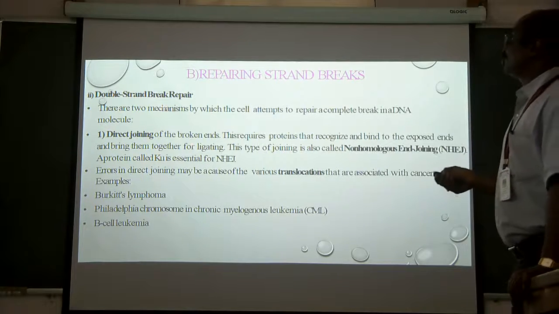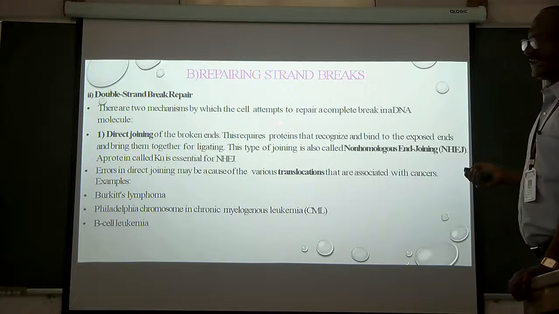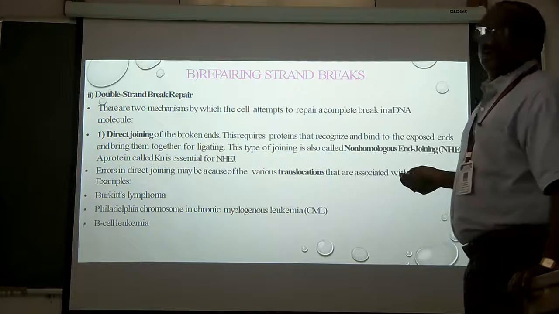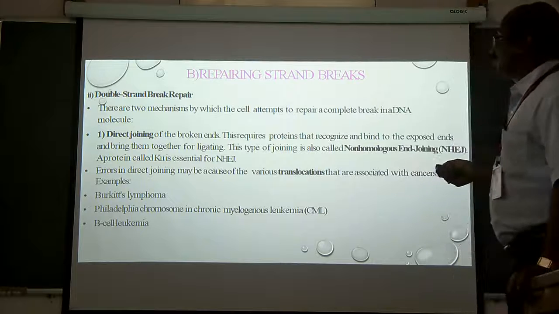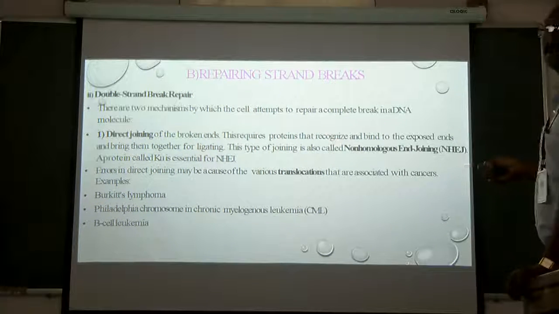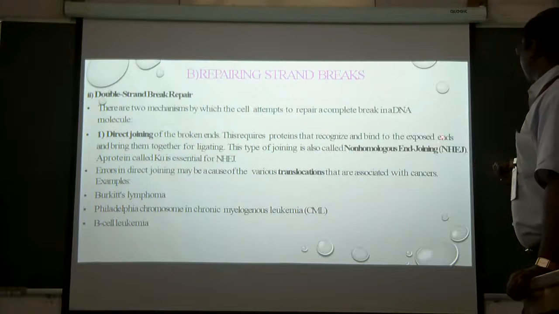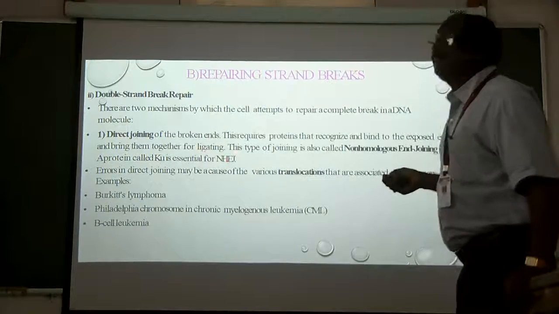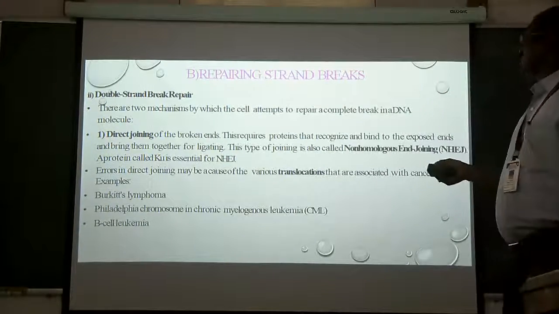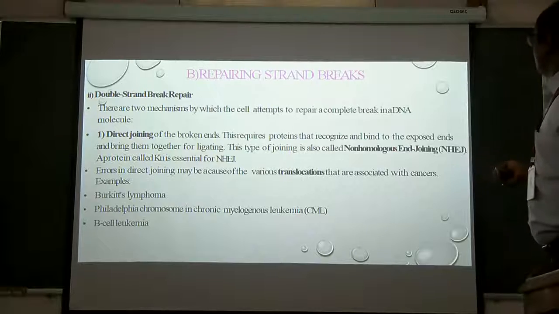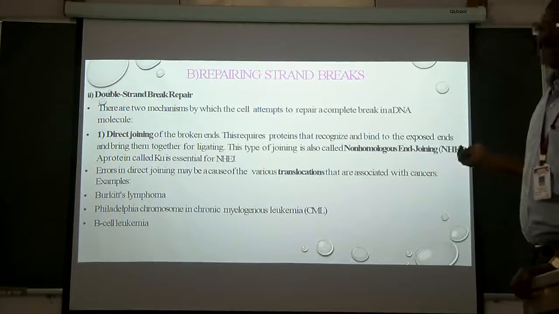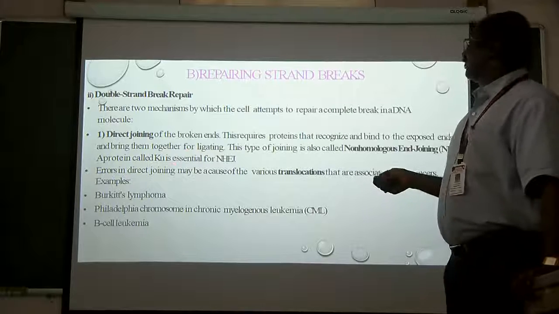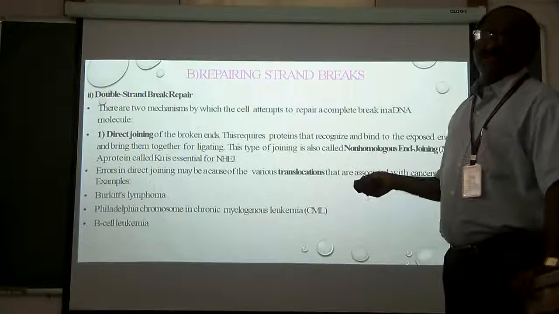So there are two mechanisms by which the cell attempts to repair a complete break in the DNA molecule. The one is direct joining of the broken ends. This requires proteins that recognize and bind the two exposed strands and bring them together for ligating, for joining back again. This type of joining is called non-homologous end joining, NHEJ. A protein called Ku is essential for NHEJ, as I explained in the figure earlier.